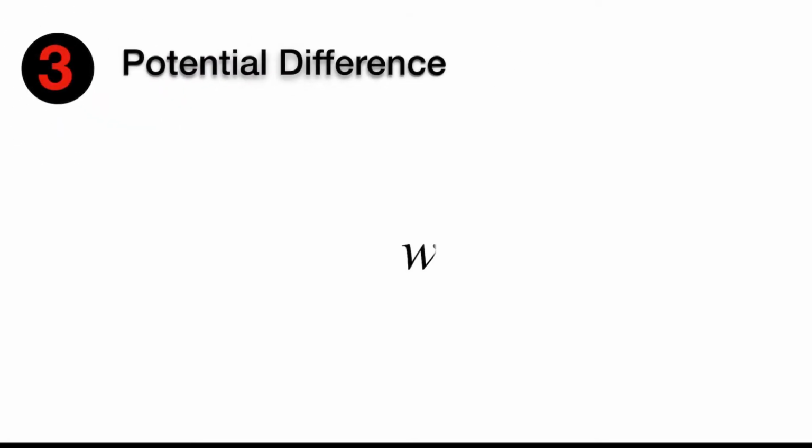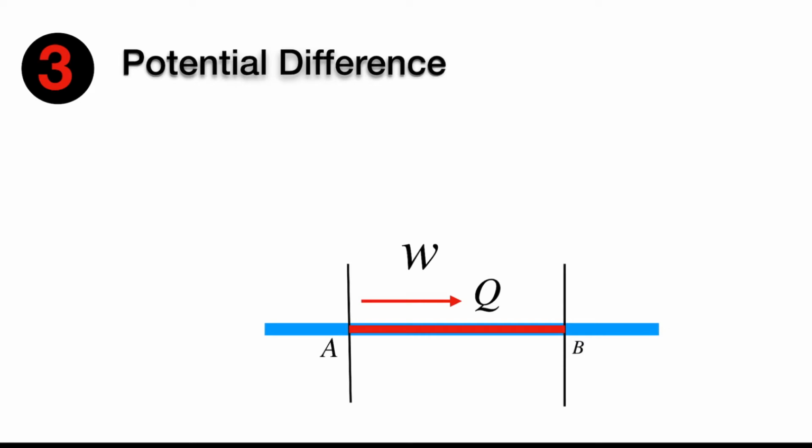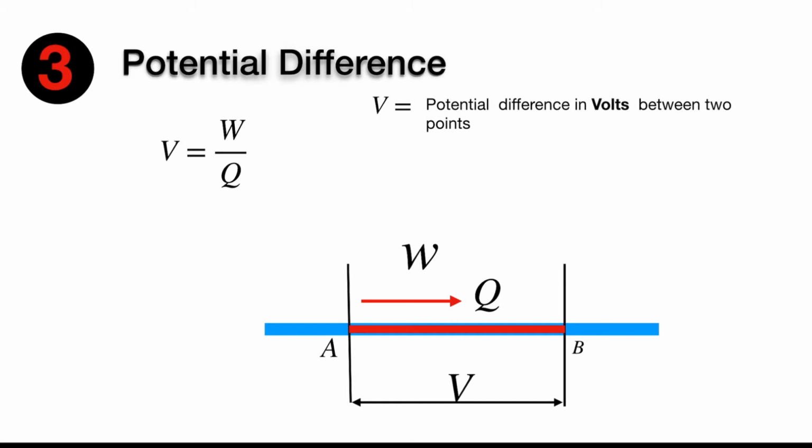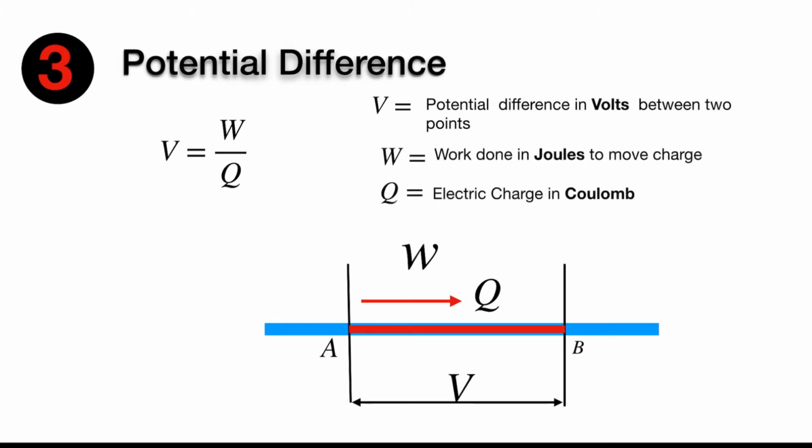If W is work done to move charge Q between 2 points A and B, then the potential difference between the 2 points A and B is given by V. V is equal to W by Q. Here W is work done in joules to move the charge, and Q is electric charge in coulombs. So volt is equal to joules per coulomb, or you can write V equal to J by C in symbolic form.